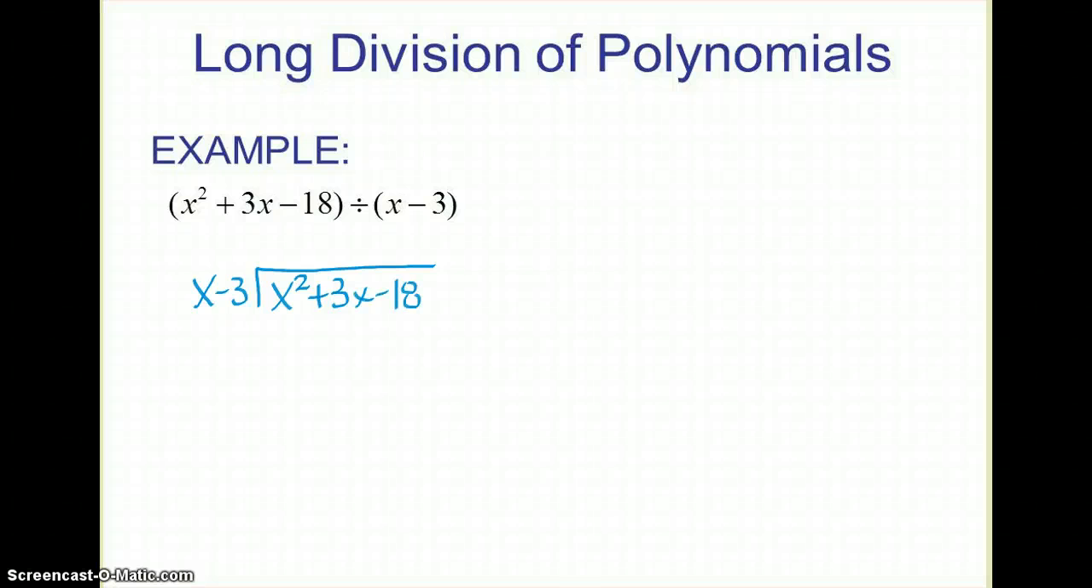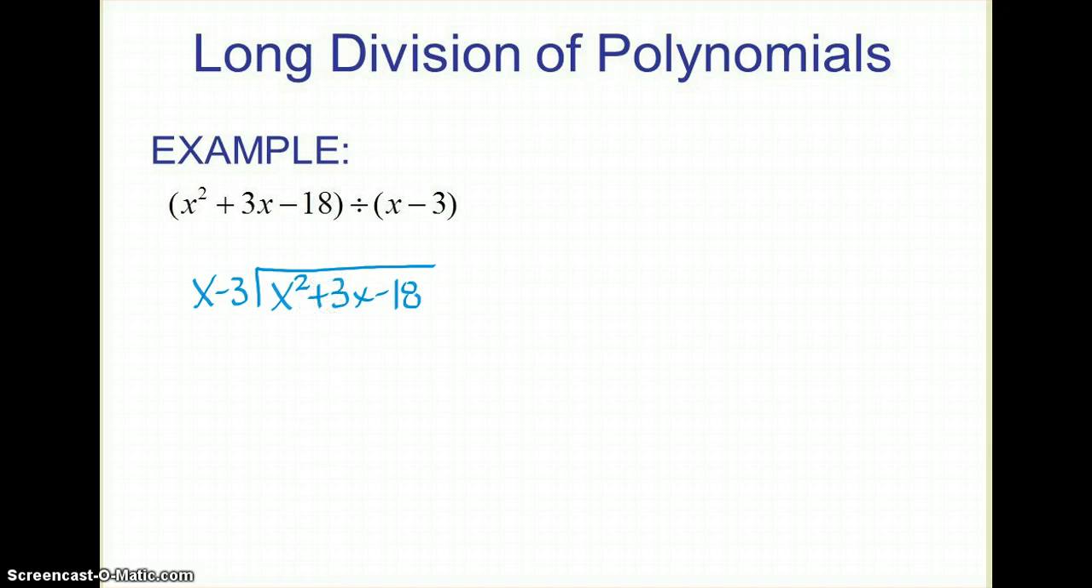Now, when you're writing this out, if your polynomial is missing any of its terms, you would fill in a placeholder of 0 for that particular term. This one has all its terms, because it's got x squared and then x and then a constant, so there aren't any missing. So here's what I'm going to do.